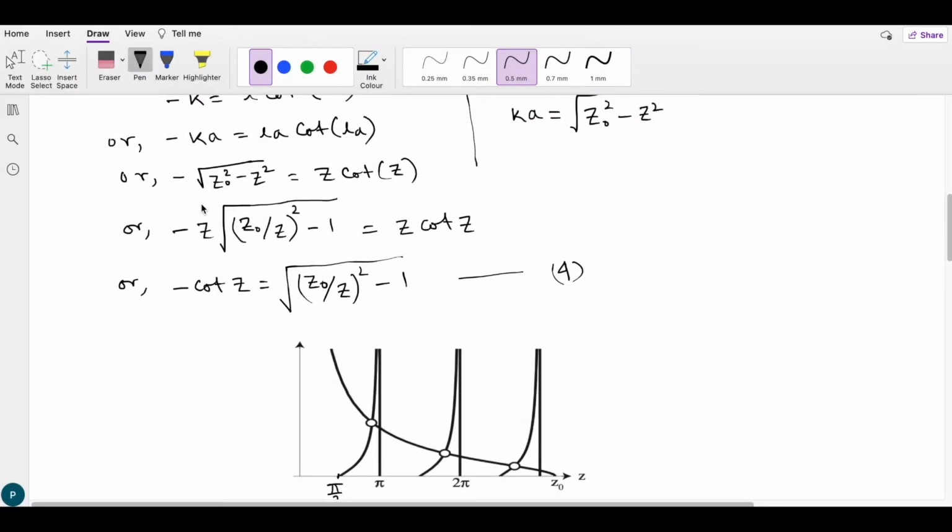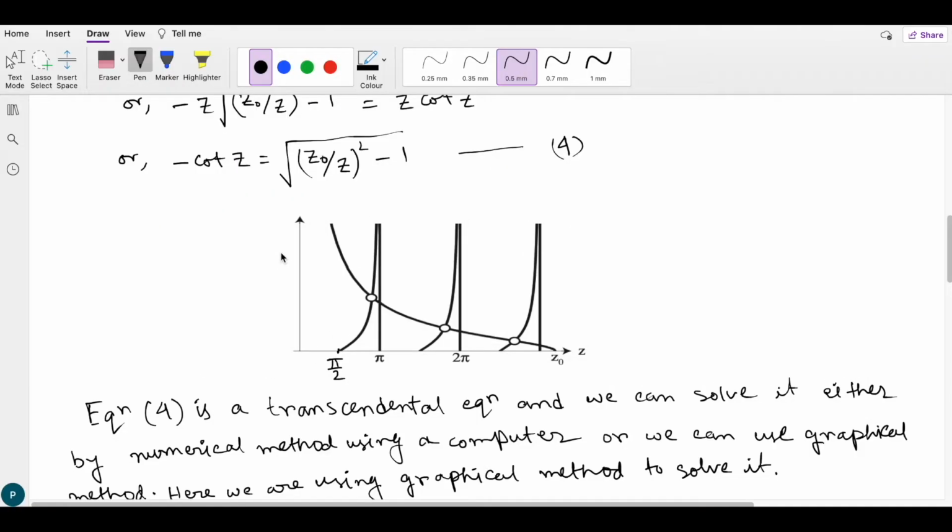If we take z out of the root sign, we get minus root over z naught by z whole square minus 1 equals z cot z, and from here we get minus cot z equals root over z naught by z whole square minus 1. We are solving this equation by the graphical method. Actually this equation 4 is a transcendental equation, and we have to solve it either by a numerical method using a computer or by the graphical method, but here we are using the graphical method.